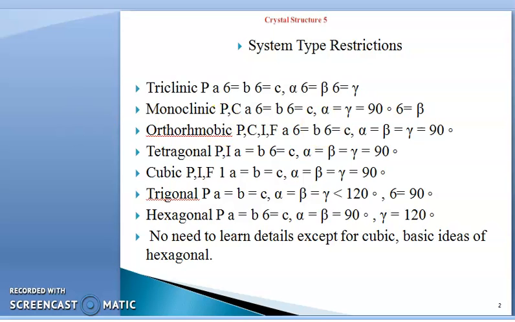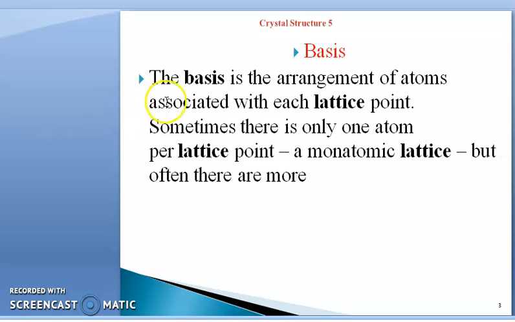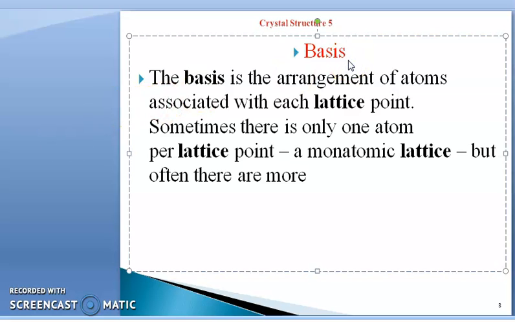Now we come to this point, that is basis. The question arises, what is basis? Very simple it is. The basis is nothing but the arrangement of atoms associated with each lattice point. Each lattice point, we have seen in previous lectures, the lattice points are red, green. I have shown in that figure, you remember. The basis is the arrangement of atoms associated with each lattice point.